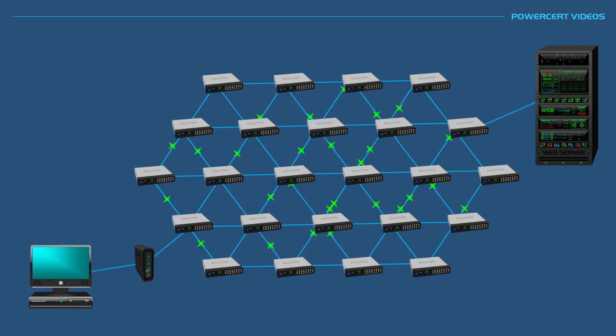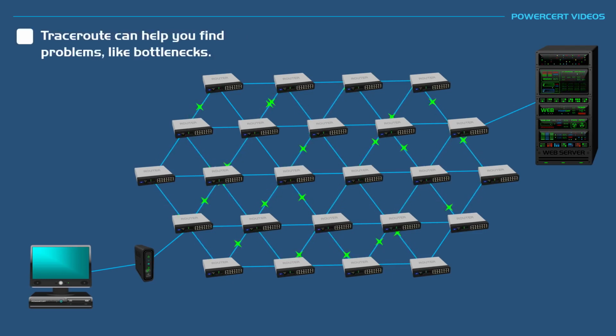By using Traceroute, you can find problems like bottlenecks, such as why and where a connection to a server might be lagging. Or you can also use it if you're just curious about the path the data packets take to their destination.